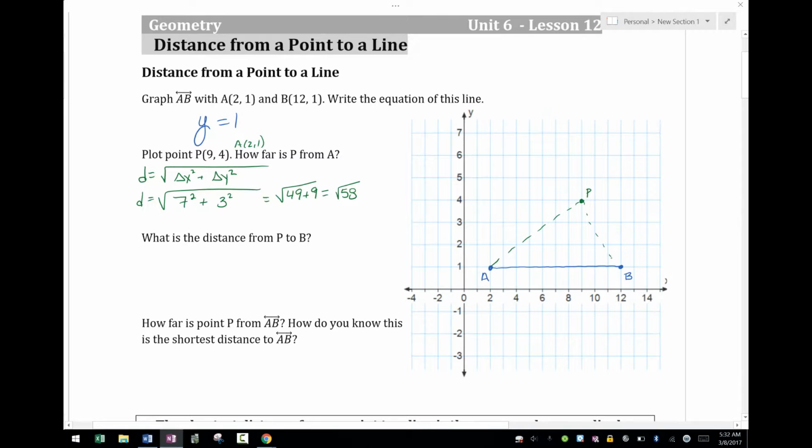Okay, fine. What is the distance from P to B? All right, so P to B is that distance right there. P again was 9, 4, and B was 12, 1. And so when we do delta x squared plus delta y squared, x changes from 9 to 12, so there's a delta x of 3. And y changes from 4 to 1, so there's a delta y of 3. So that's going to be the square root of 9 plus 9, which is the square root of 18. But looking at that, I'm pretty sure that 18 has a perfect square in it, and it does. 18 is 9 times 2, so that makes 3 root 2.